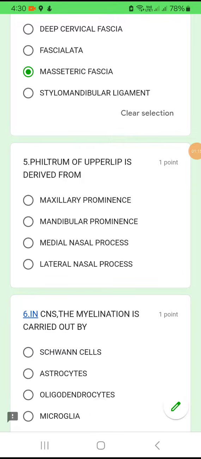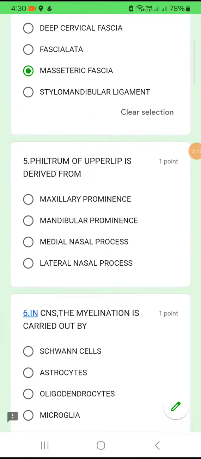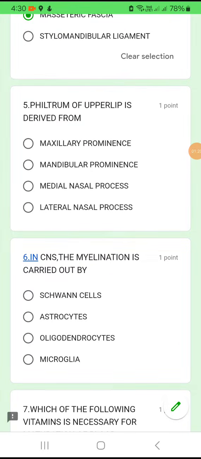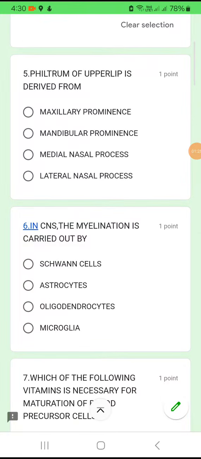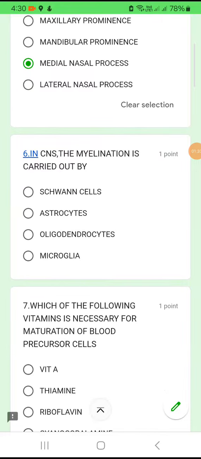Coming on to fifth question, philtrum of the upper lip is derived from which process? Maxillary, mandibular, medial nasal or lateral nasal process. Philtrum of the upper lip is derived from the median nasal process. Option C is the right answer.